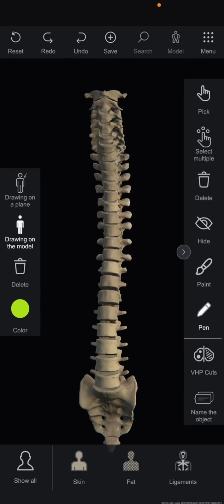Topic to discuss in osteology: the vertebral column. If we classify the vertebral column, we need to know that it has 33 vertebrae, and these vertebrae are divided into different sections: the cervical section, thoracic section, lumbar section, and sacrum and coccyx.